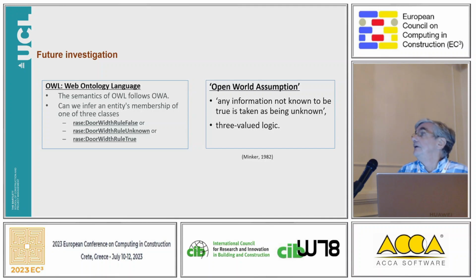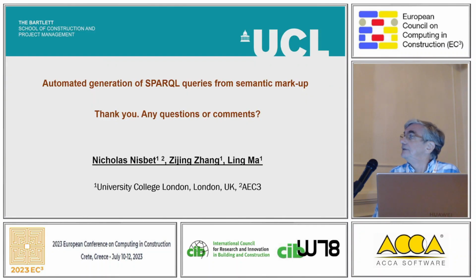My next line of inquiry is to say, perhaps SPARQL and SHACL isn't the right answer. Let's look at the web ontology language, which is apparently open world assumption, and see if we can infer whether objects in our BIM model are in one of 3 classes. In this case, is it a member of a class called door width rule false, or door width rule unknown, or door width rule true? And so we might be able to still do compliance checking by adding class assignments to the objects in a BIM model. Thank you.